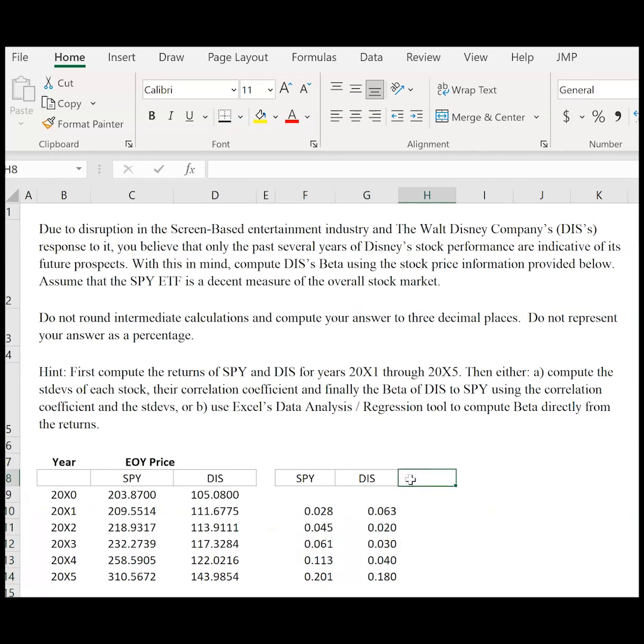All right, and then it says, either A, compute the standard deviations of each stock, the correlation coefficient, and finally the beta of Disney to SPY using the correlation coefficient and standard deviations, or B, use Excel's data analysis regression tool to compute beta directly from the returns. I will go ahead and do both options.